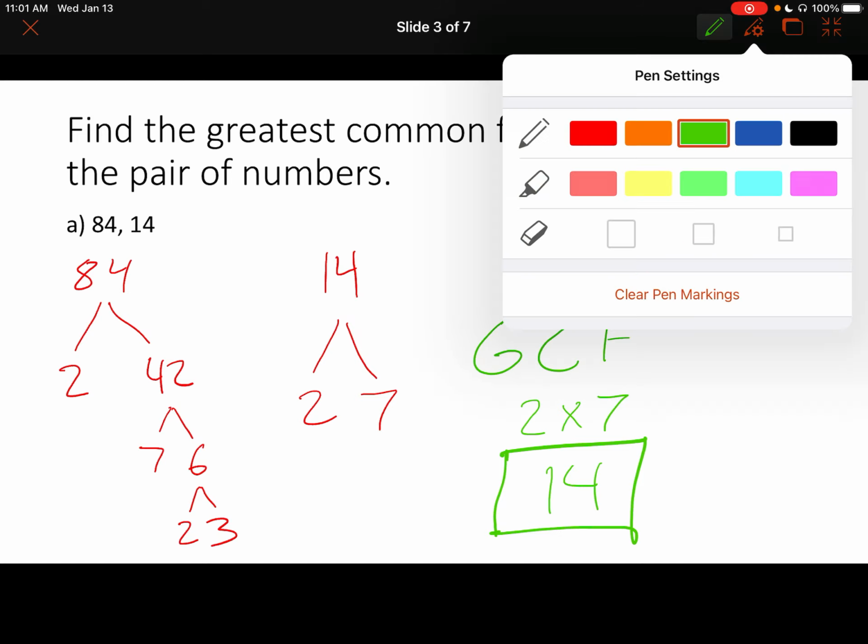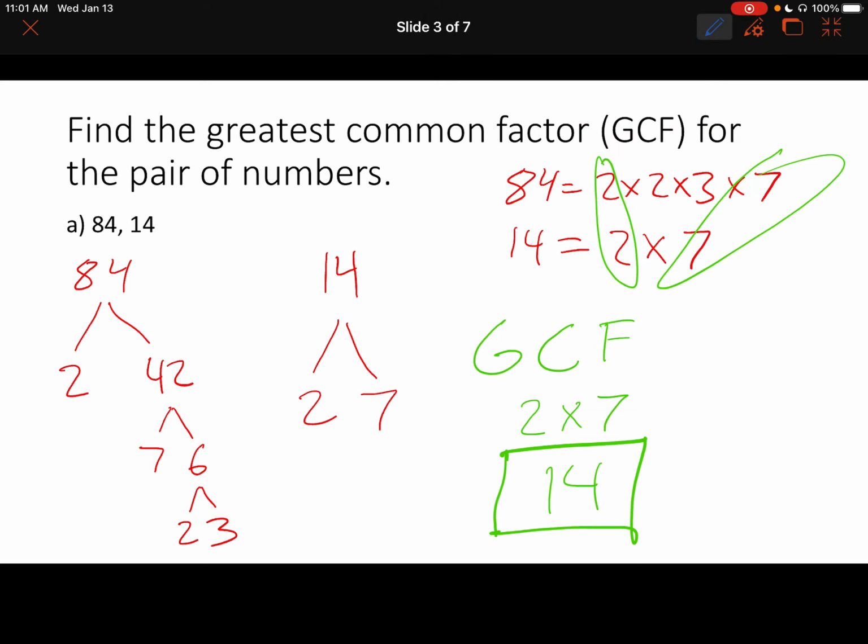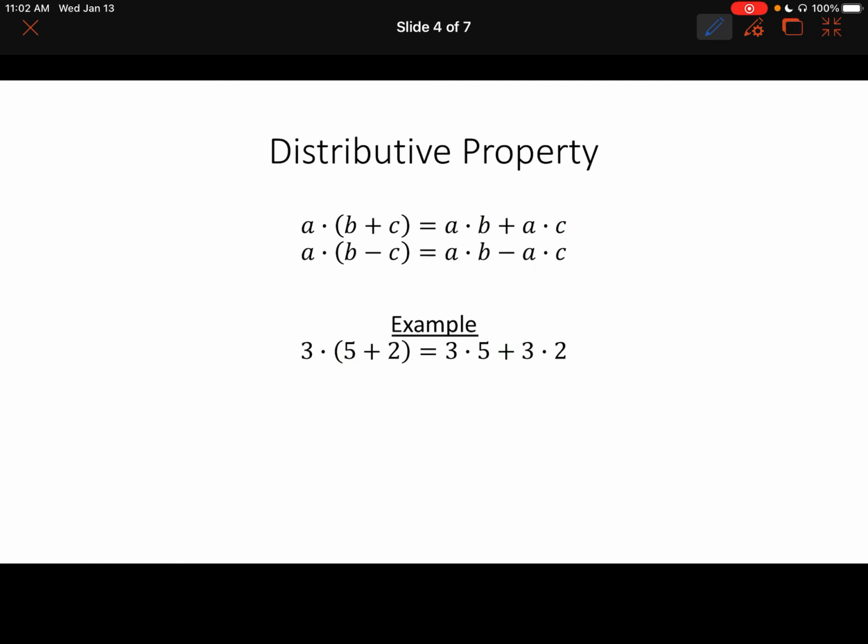Something to note is we can write 84 as equal to 14 times 6, right? 6 is these two leftover factors that we didn't use in determining the greatest common factor. So there it is, finding greatest common factor. That can be useful in solving a variety of problems, which we won't go over in this video. But we can also use the greatest common factor to help us factor things.